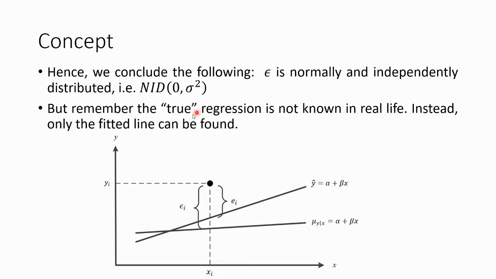The error E is normally and independently distributed. But you must always remember this, that the true regression line is not known in real life. Instead, only the fitted line can be found. So we are trying to find the best fit as best as possible.